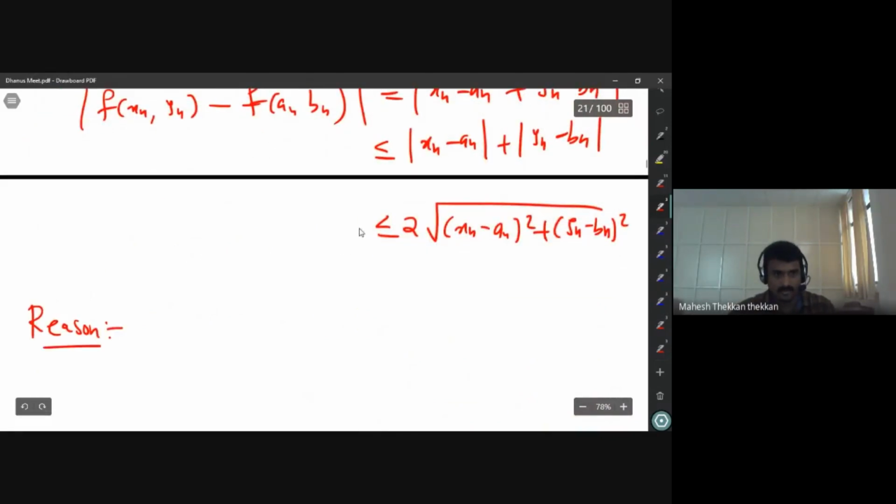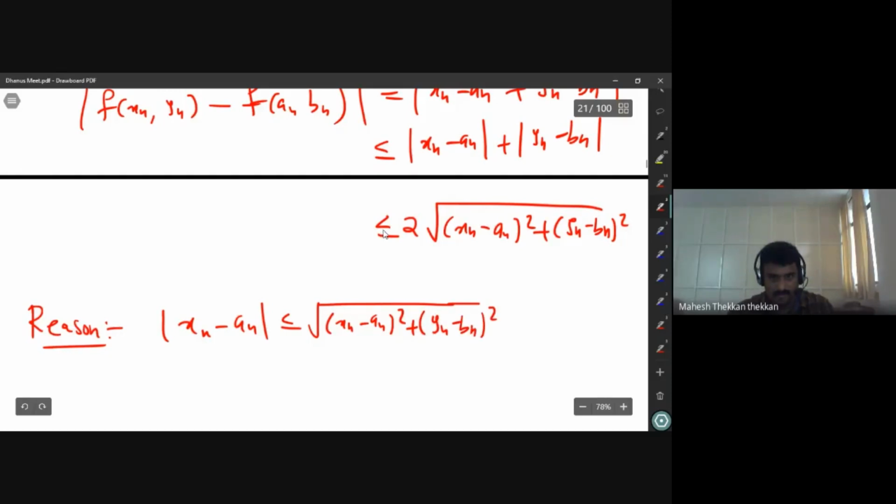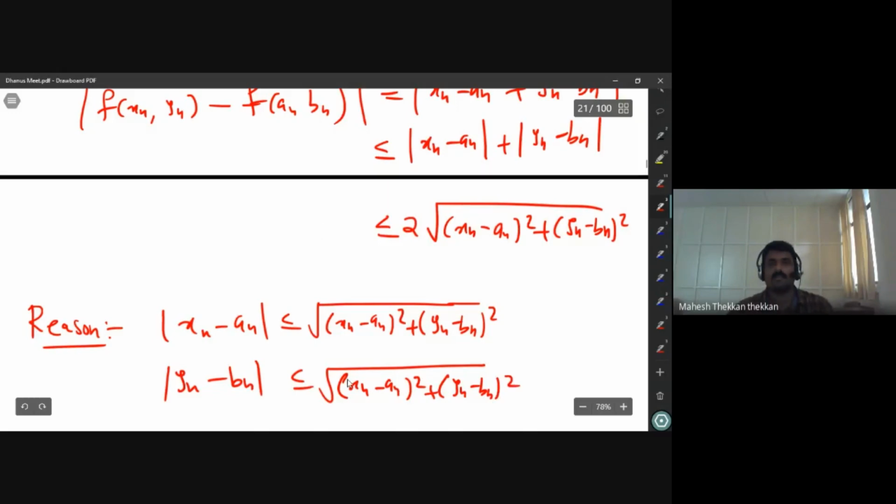Reason: we can say modulus of xn minus an should be less than or equal to square root of (xn minus an) square plus (yn minus bn) square. If you want to understand, just square it on both sides; then on this side you get (xn minus an) square, and on the other side you get (xn minus an) square plus some extra term. So this will be less than or equal to this. Similarly, modulus of yn minus bn is also less than or equal to square root of (xn minus an) square plus (yn minus bn) square.